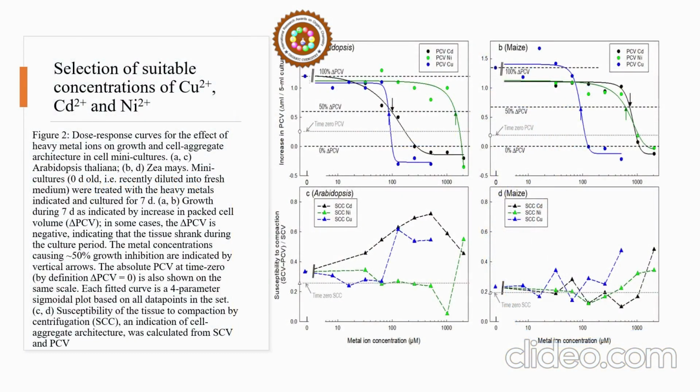Firstly, we have selected the most suitable concentration of copper, cadmium, and nickel for both our plant species. We have taken concentrations from 0 to 2048 micromolar, which were determined in terms of their growth pattern for increase in the packed cell volume, and we have also calculated the susceptibility to compaction by using the formula as I have discussed in the methodology section.